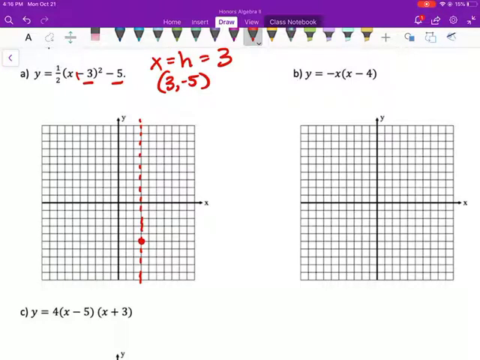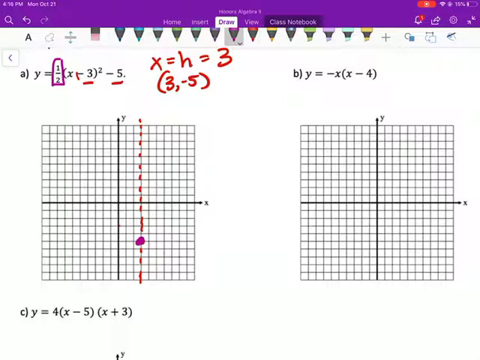I believe it's right there. Yeah. And I am going to graph that point. I'm going to change colors just so it's easier to see. And then from here, I need to graph another point. Well, I'm going to use my a value. My a value says I'm going positive.